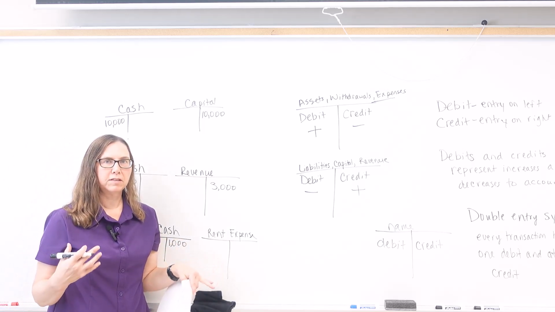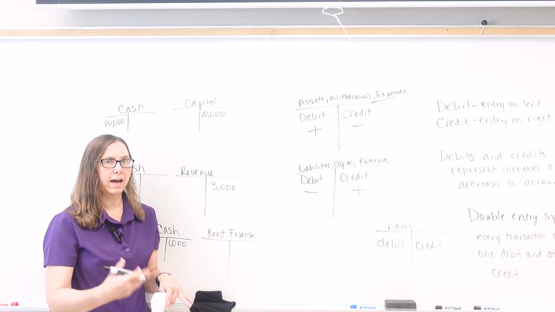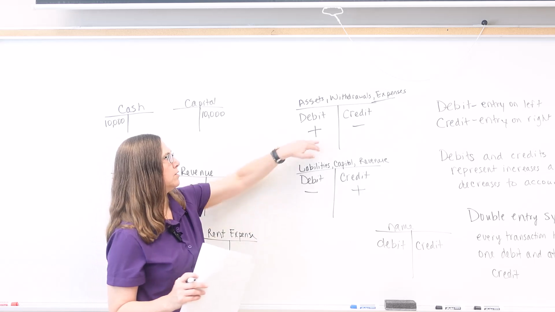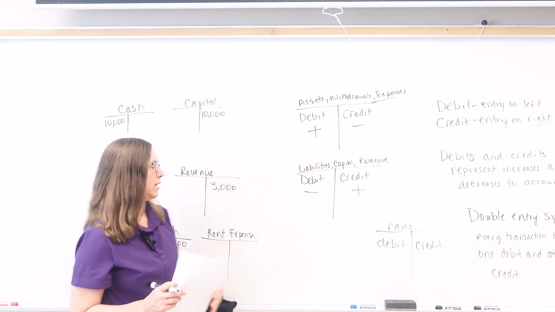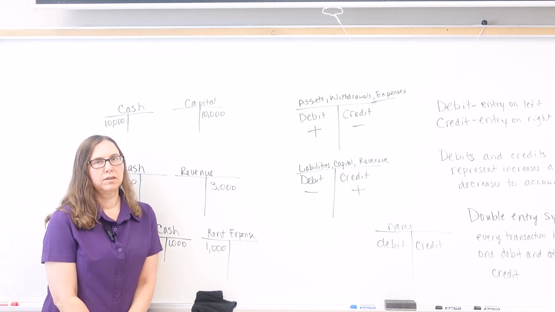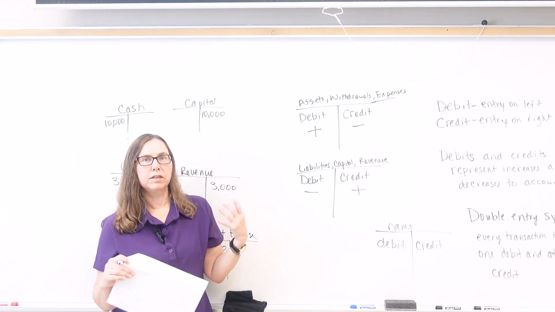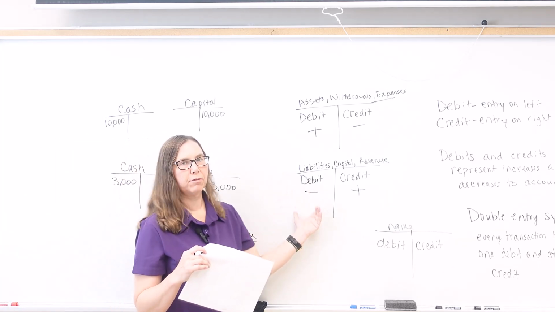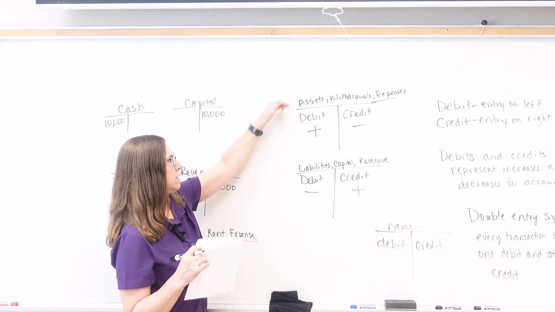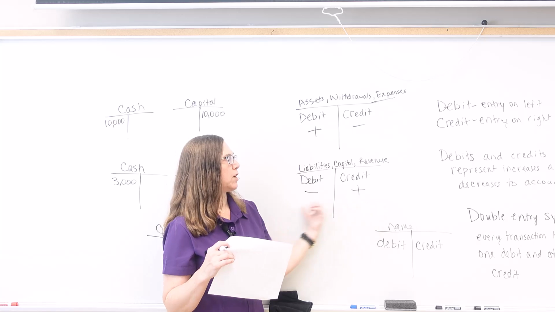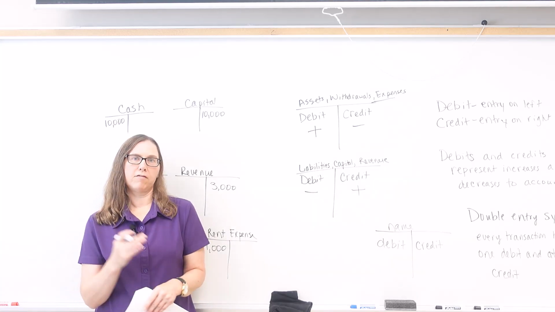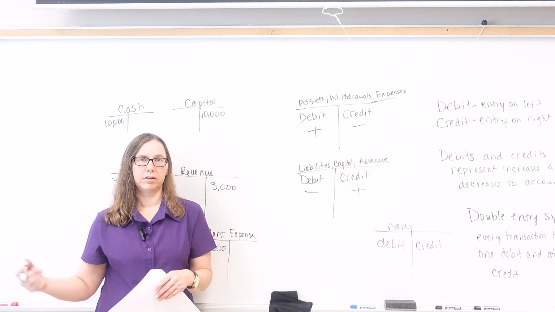And then for rent expense, anytime the business has an expense, you're adding to the expenses of the business. So when you add to expenses, that goes on the debit side. So you would have $1,000 on the debit side of rent expense. So basically every account, it's debit on the left, credit on the right, but you have to figure out based on the account type whether you're adding or subtracting on the debit side or the credit side. And you're always going to have at least one debit and at least one credit in every transaction.